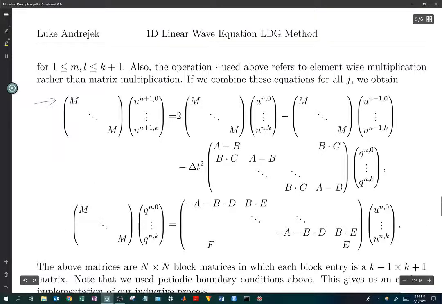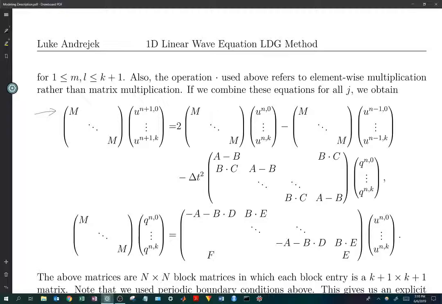It should be the total number of... This should not be k. It should be the total number of intervals. The total number of spatial intervals. So let's see, did I give a range for j at all?